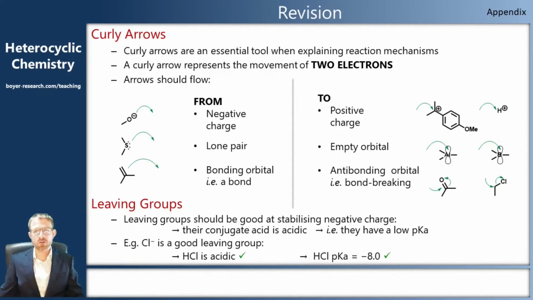If we're breaking a bond, it's important that we have a good leaving group, and a good leaving group can be characterized by something that is acidic. For example, Cl- is a good leaving group because HCl is an acidic molecule.